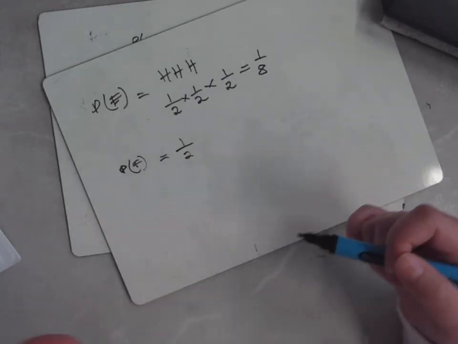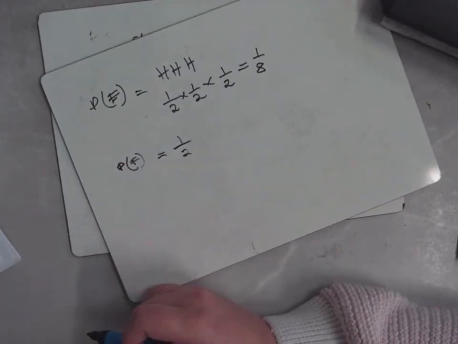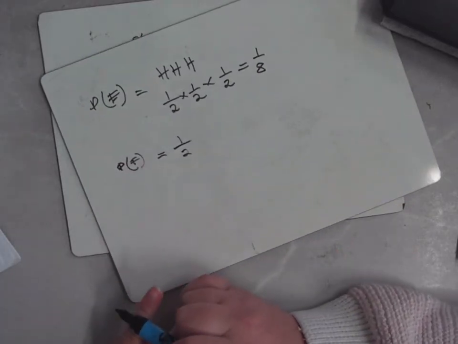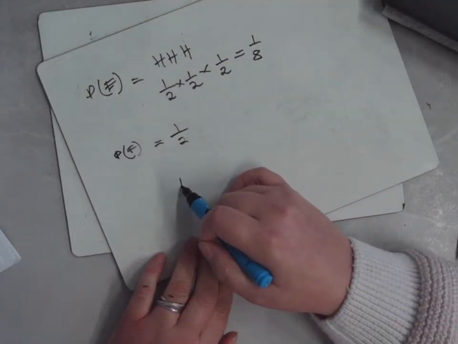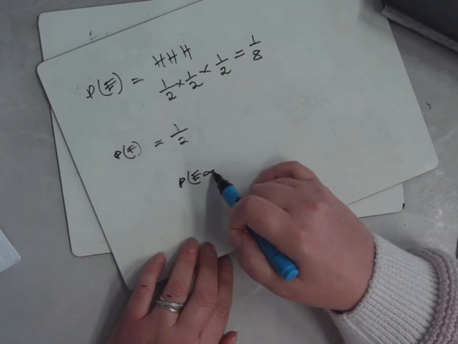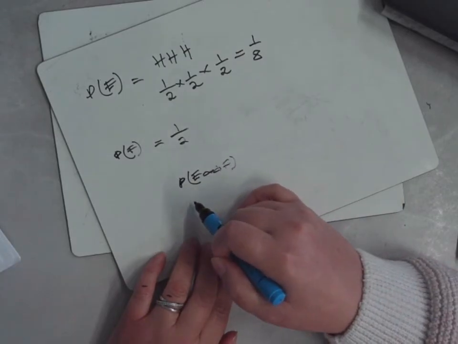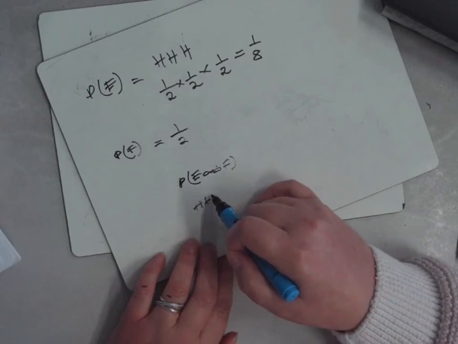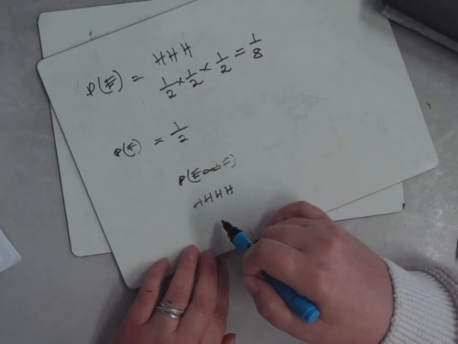So just take it independent of everything. What are your chances when you flip a coin of getting a head? It's a half. Is that all right? And then it says show that the probability of E and F, so E and F is 3 heads and then another head, which would be 1/16.